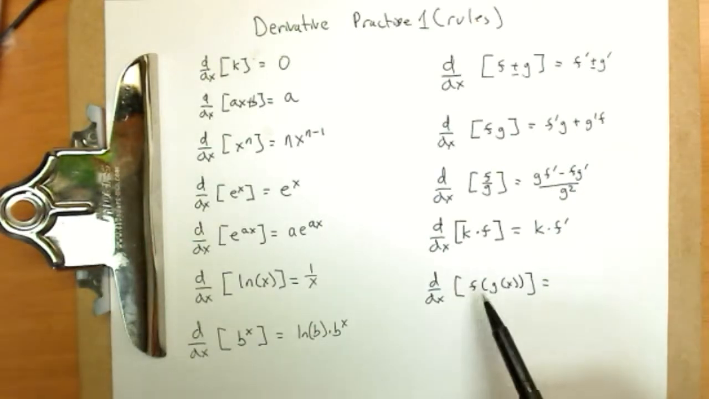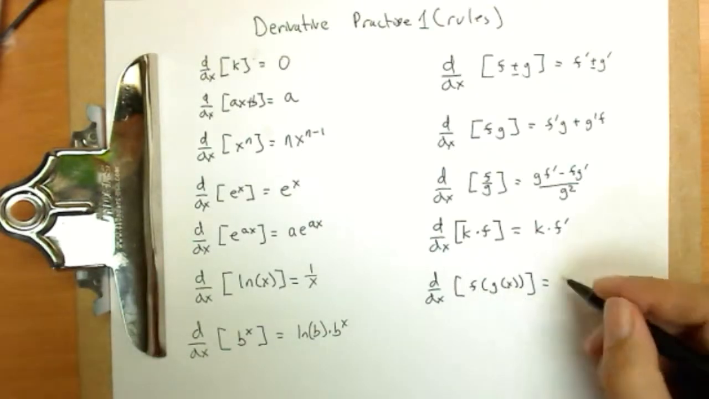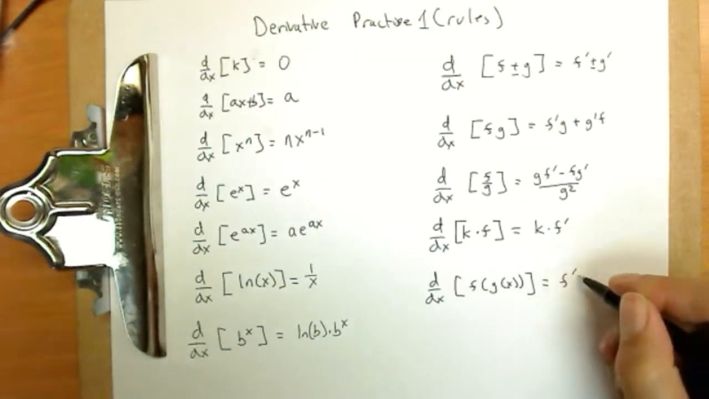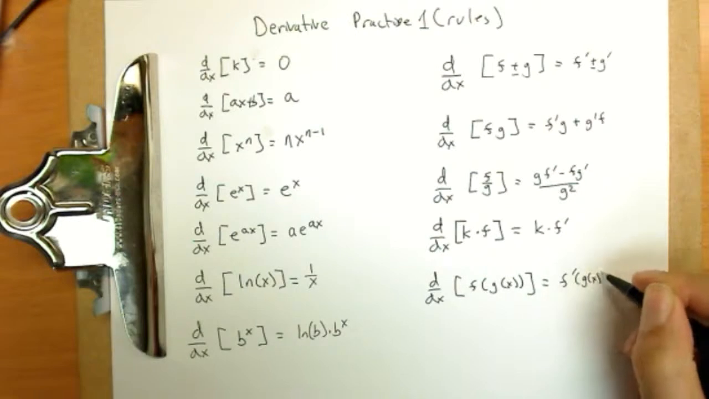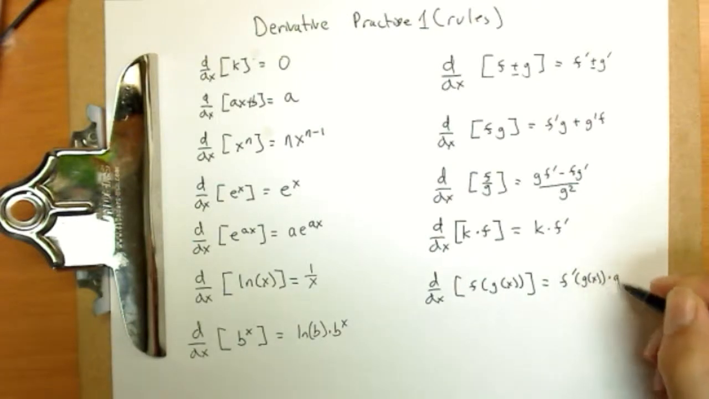And the chain rule. Chain rule has to do with composition. You have a function of a function. The rule works like this. Derivative of f evaluated at g of x, with no change, is not g prime in there, times g prime of x.